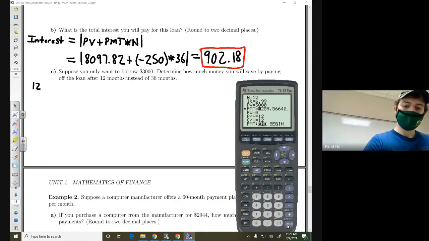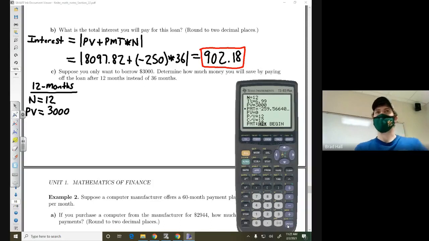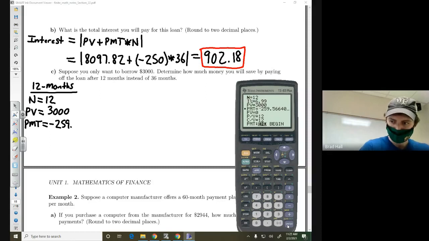So by paying off over 12 months, the value I paid off was $3,000. I'm going to write down the ones that actually help me find the interest later on. And the monthly payments that I made were negative $259, and we'll call that 57 cents. These were some of the values. So those are the payments I was making each month.